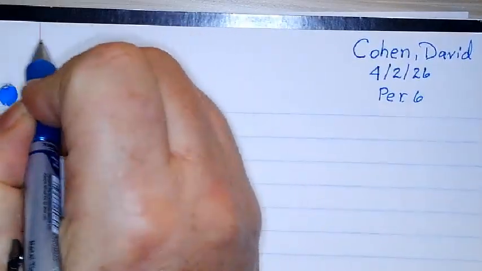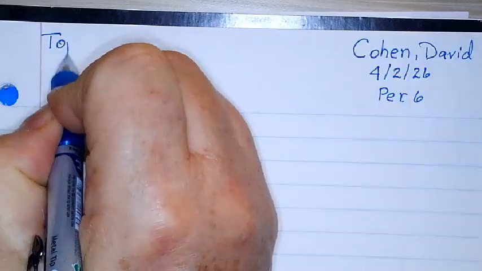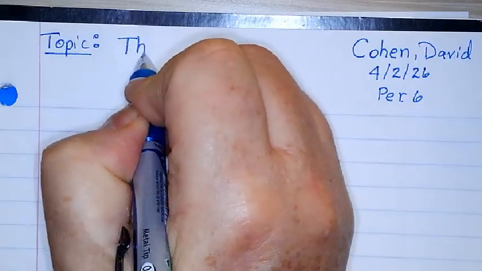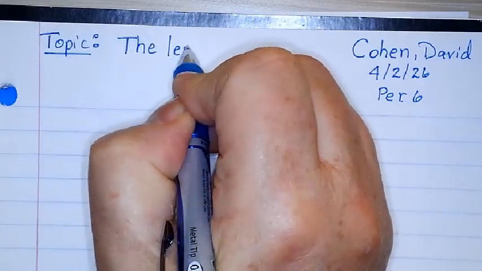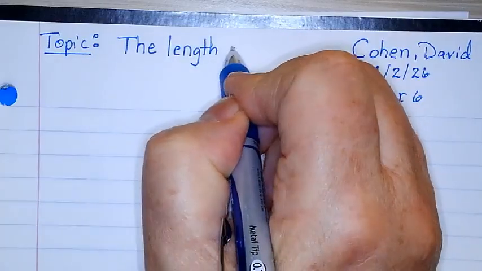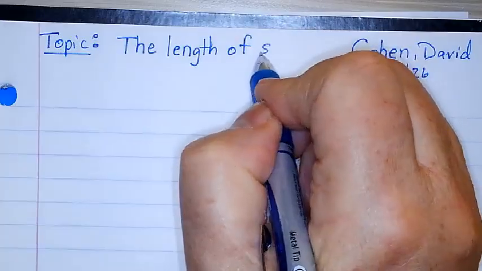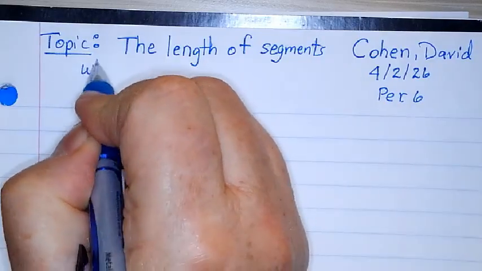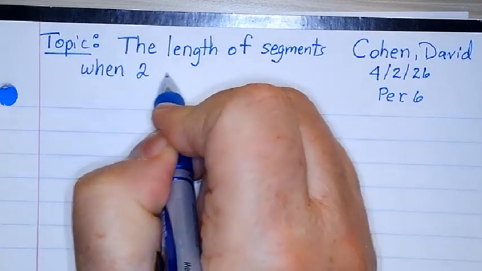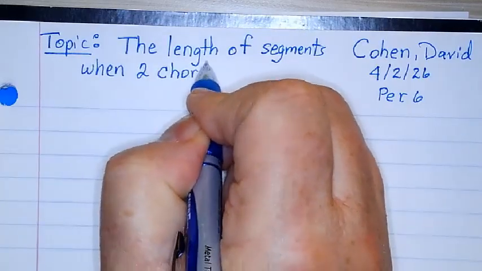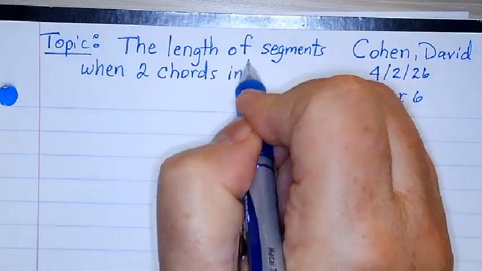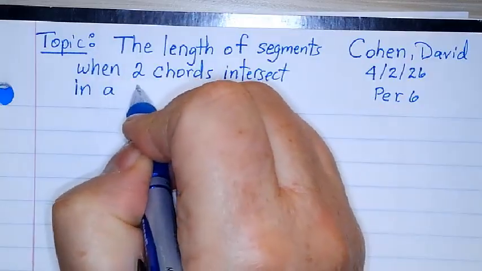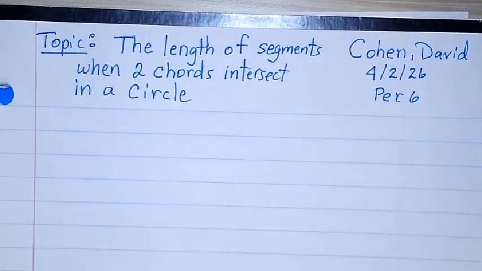So today, we're going to be talking about the length of segments when two chords intersect in a circle.